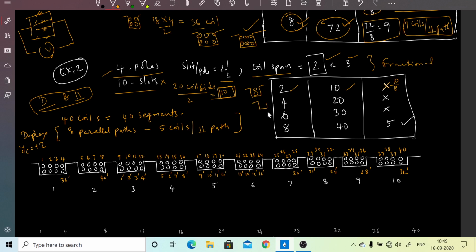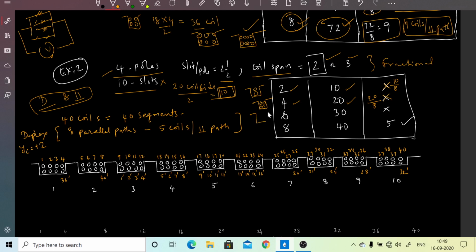Similarly, in case of 4 coil sides multiplied by 10 slots, so 40 coil sides divided by 2, 20 coils. 20 coils cannot be divided equally into 8 parallel paths. This is also not possible.